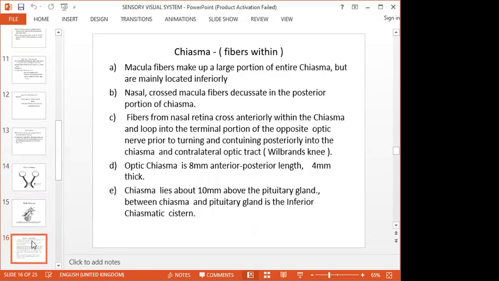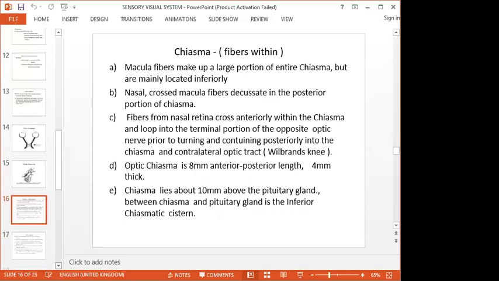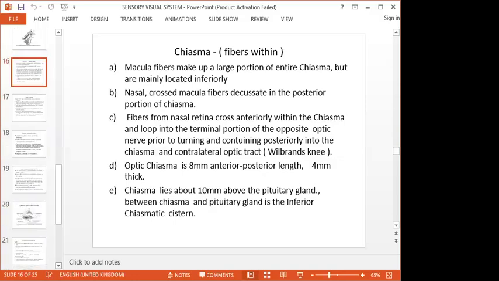So fibers from the nasal retina, okay, optic chiasma is 8 millimeters anterior posterior length, 4 millimeters thickness. Chiasma lies about 10 millimeters above the pituitary gland. Between the chiasma and pituitary gland is the inferior chiasmatic space. Okay, there we are.